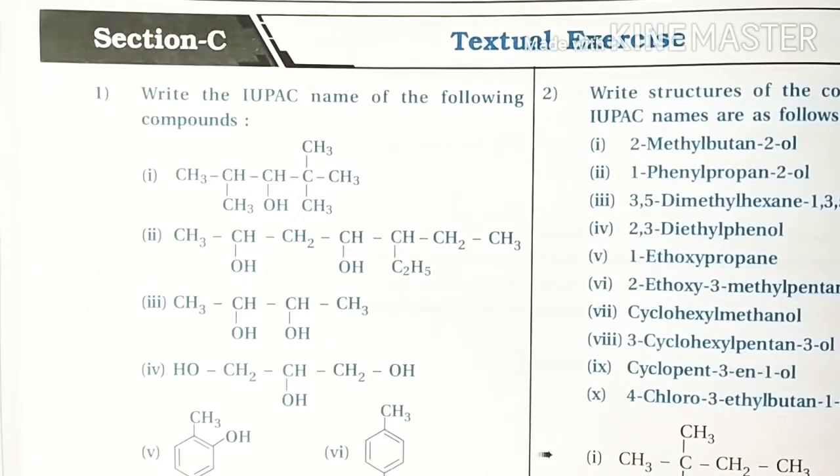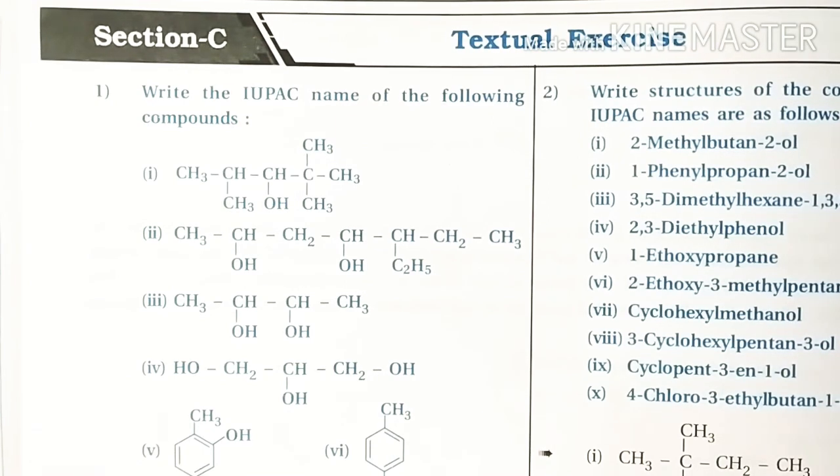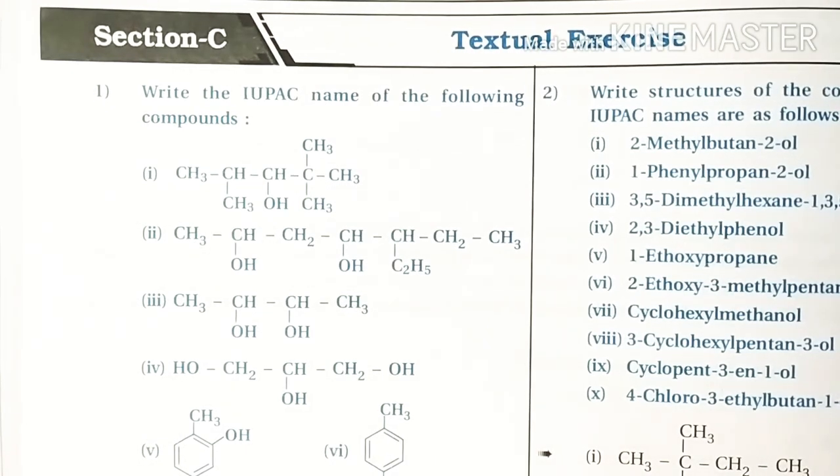Hello students. In this session we start with our NCERT textual exercise, and we start from 11.1. In your textbook or NCERT exercise, the first question is regarding the IUPAC name of the following compounds. They give 12 different types of compounds, and we give the IUPAC nomenclature. We know that now we are very much expert in the IUPAC nomenclature.